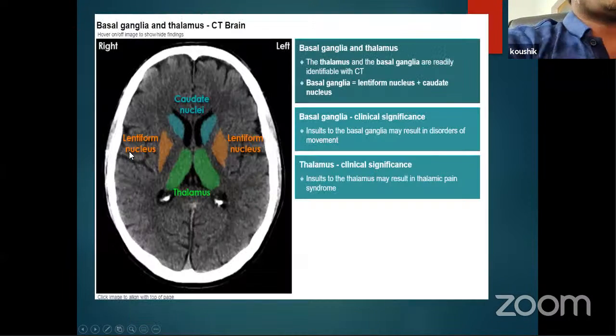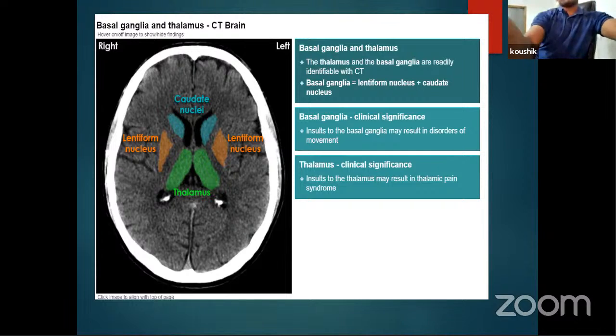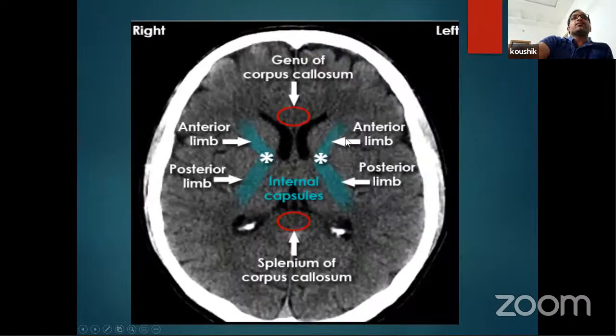As we know, basal ganglia is an important structure because in case of hypertensive hemorrhages, the most common site of bleed is the basal ganglia. Here come the other sections where we see the anterior limb, posterior limb, and genu. And this is the corpus callosum, the genu of the corpus callosum. This is the splenium of the corpus callosum.